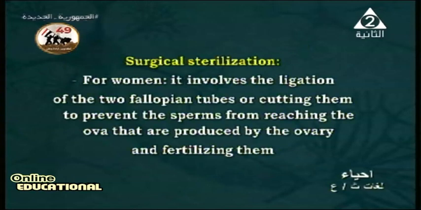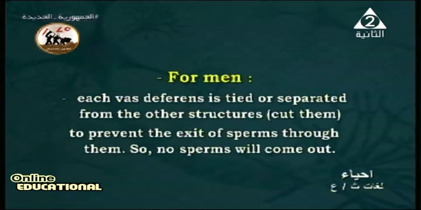It involves the ligation of the two fallopian tubes. Ligation means tying the two fallopian tubes with a thread or cutting them, to prevent the sperms from reaching the ova that are produced by the ovary and fertilizing them. For men, each vas deferens is tied or separated from the other structures, or cut, to prevent the passage of sperms through them, so no sperms will come out.